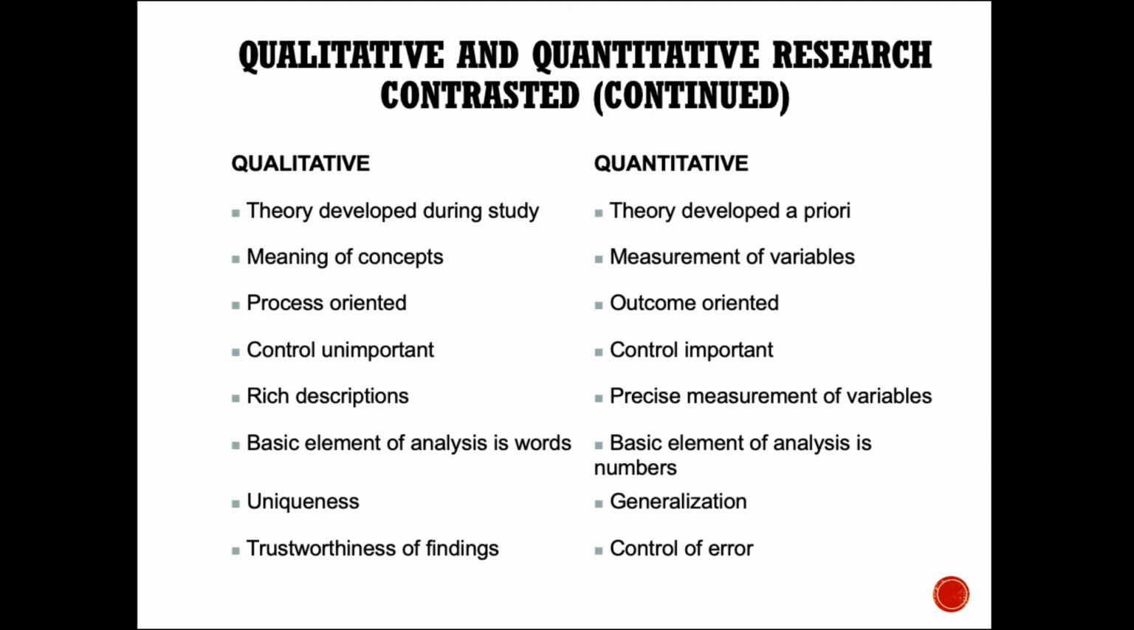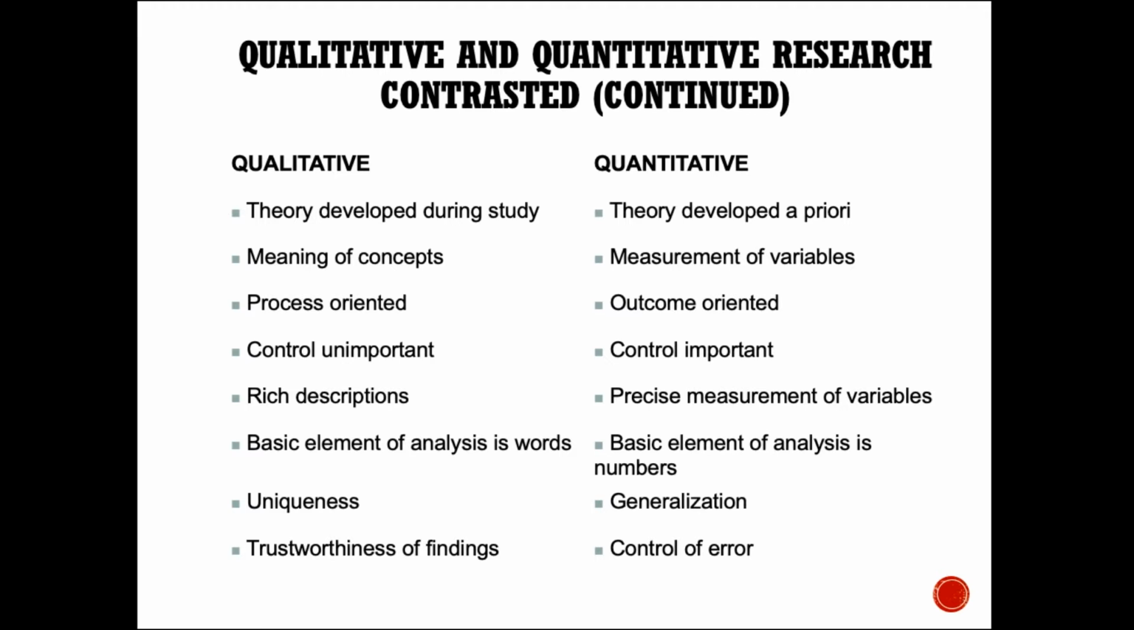In qualitative, the process is oriented. When you investigate, or when you interview people, or do a focus group discussion, or you observe, that process will lead you to discovery, from one respondent to another respondent. But quantitative is outcome oriented. You want to find the cause, effect, or relationship between A and B. So this will be your aim. So in qualitative, control is not important, but in quantitative the control is important.